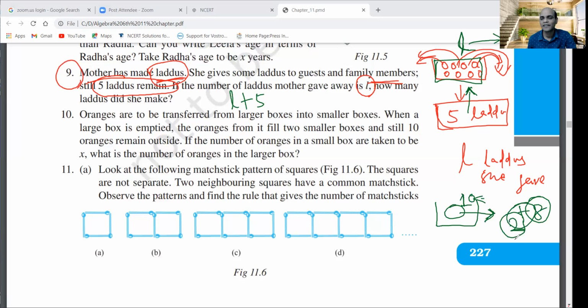Listen, जैसे यहाँ 2 plus 8 हो गया, 10 हो गया, like that. Mother gave L to other people, 5 is there. So अगर नहीं दिया होता तो L रहा होता 5 के साथ. Then it is L plus 5. This is the rule. This is the common rule. Or you can say this is what mother had made. Mother had prepared L plus 5 laddus. इतना लड्डू मम्मी ने बनाया था.